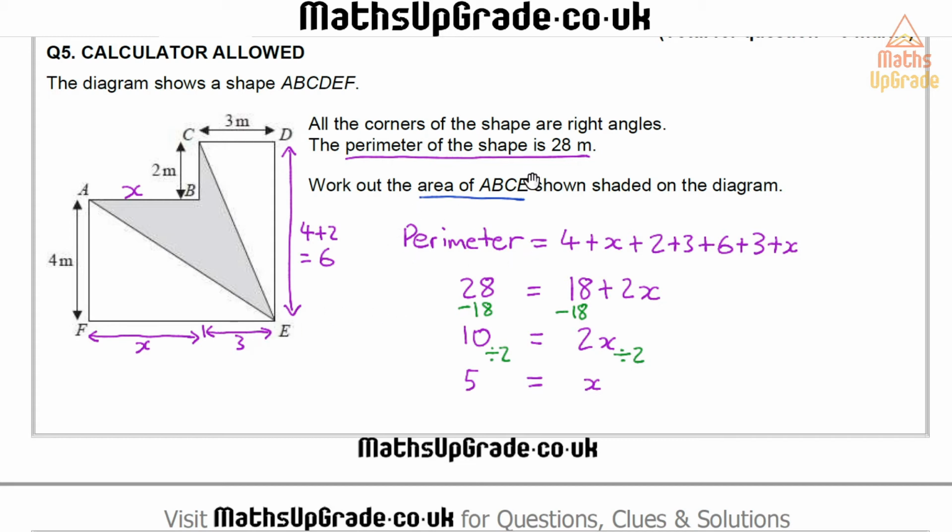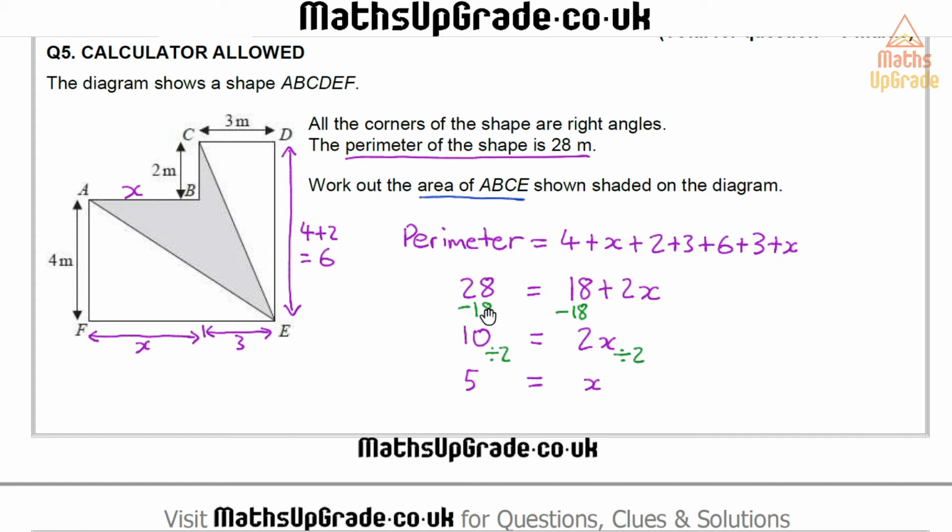Now I know that the perimeter of the shape is 28 meters. The perimeter is the distance all the way around the shape with all the sides added up. Then I know that 28 is equal to 4, to this length here, add X, add 2, add 3, add 6, add that 3, add that X. So this is where this equation comes from. And if I collect like terms on the right hand side of the equation, I'll get 28 equals 18 plus 2x.